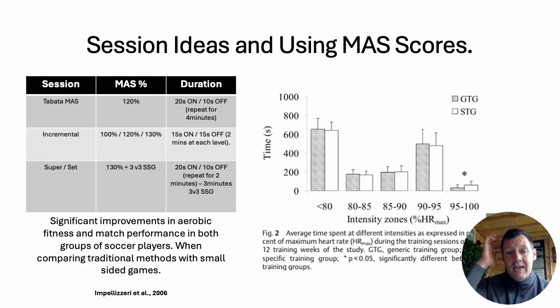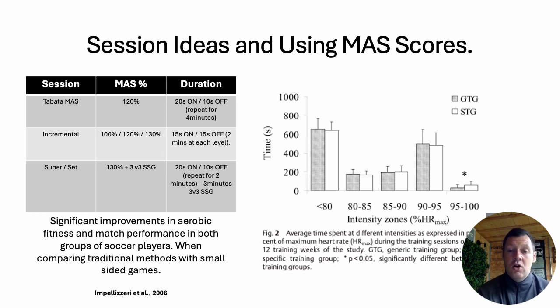I've got some session ideas that you could potentially use with your MAS scores. So you've got a Tabata method. This is purely just running, but in the past I've supersetted this with technical work with a coach, or put this into a small-sided game.